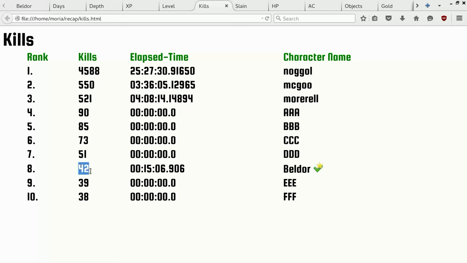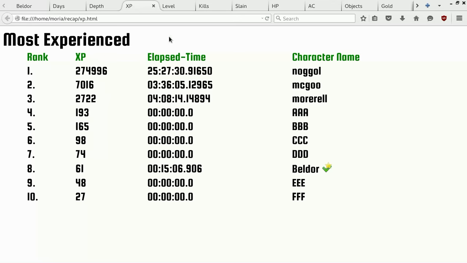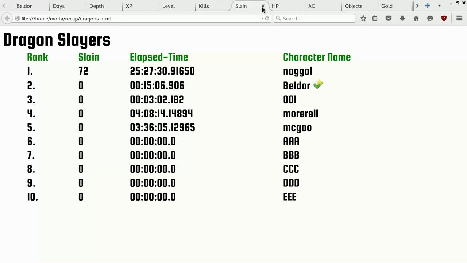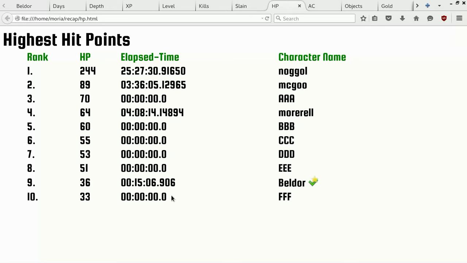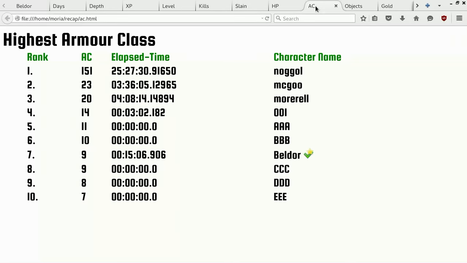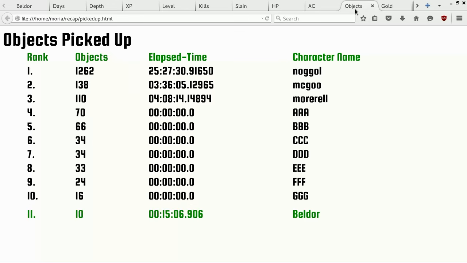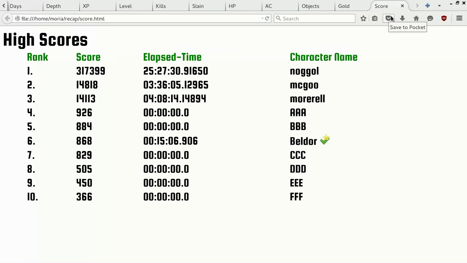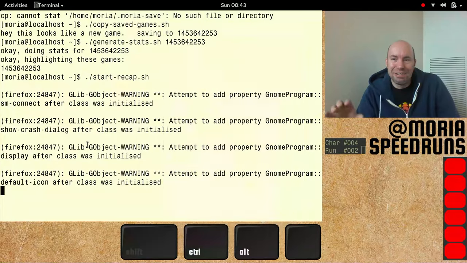All right, is that a mistake? We don't have 42 kills. What's going on? We have 42 experience. Don't we? 61 experience. Ben confused. Is that a bug? Might be a bug. Certainly no dragon slain. What the? Okay, zero. Okay. 36. Yeah, we have 36 hit points. Crappy. 10 things picked up. Very crappy there, too. And finally, a score of 868. Woohoo! I don't know what to say about that, folks.